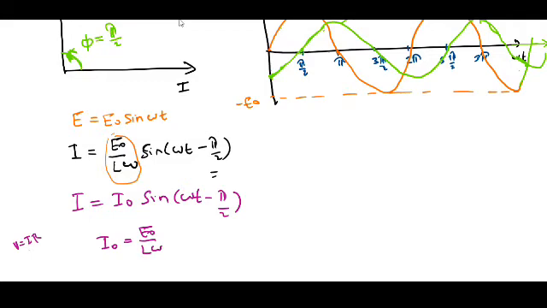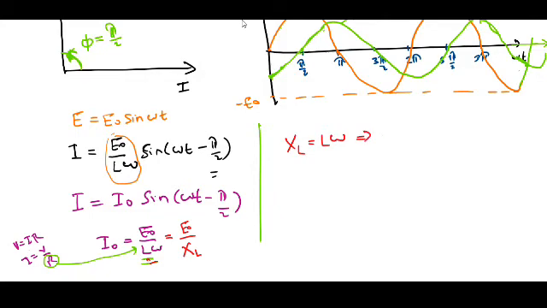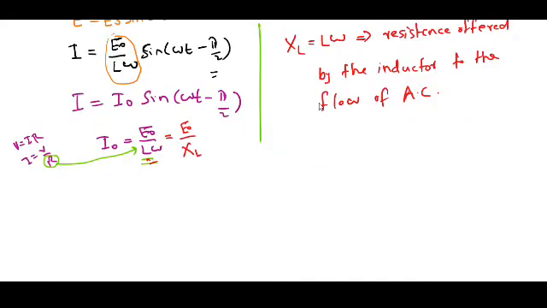We know that voltage is equal to I into R, so I is equal to V by R. Here, the total resistance offered by the circuit is L omega. I can write this L omega as XL. XL is nothing but L omega, the resistance offered by the inductor to the flow of AC. This XL can also be written in this form: L omega, and omega is nothing but 2πf. This omega is the angular frequency of the AC signal. Therefore, this is L 2πf.